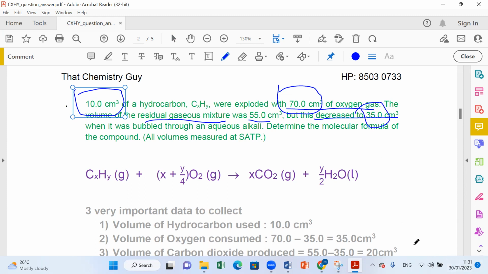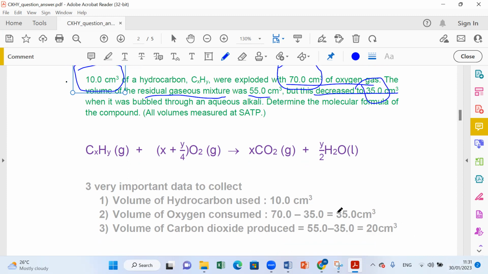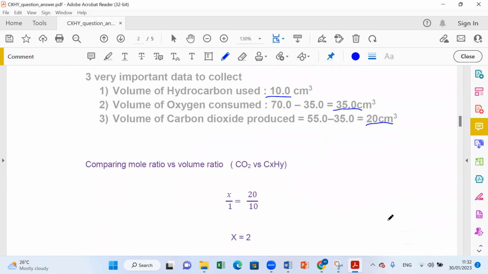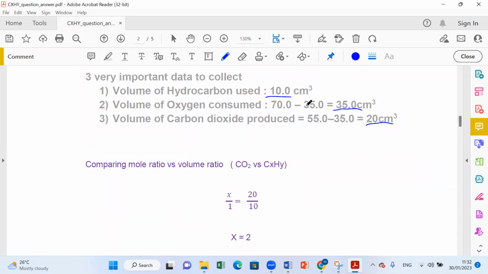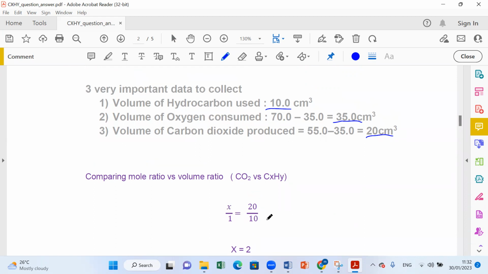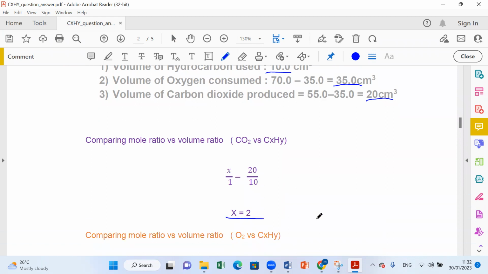Do you agree with my calculations here? If I take 70 minus 35, that will be 35 cm cube of my oxygen consumed. And likewise, as I told you, you're able to capture this data by taking 55 minus 35, 20 cm cube of carbon dioxide produced. And obviously, this is the limiting reagent where 10 cm cube of hydrocarbon is used. When I got these 3 data, I can just substitute into the same ratio. Remember, I was telling you about comparing the mole ratio and the volume ratio. Now I'm taking carbon dioxide, which is 20 over 10 equal to x over 1. And then I can solve my x, which is x equals 2.